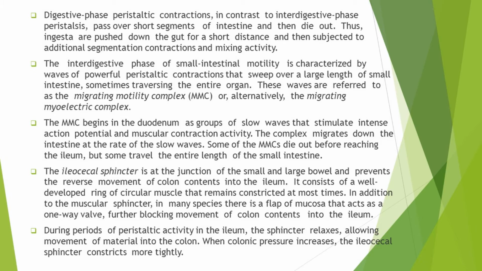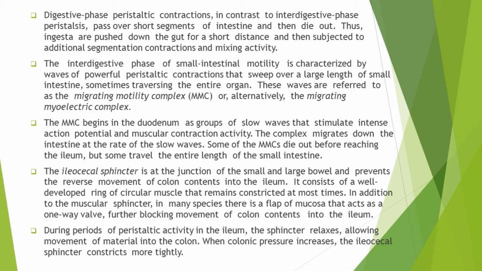Some of the migrating myoelectric complexes die out before reaching the ileum, but some travel the entire length of the small intestine. At the end of the small intestine, there is an ileocolic sphincter at the junction of the small intestine and large intestine, and this prevents the reverse movement of colon contents into the ileum. This sphincter consists of a well developed ring of circular muscles, and it remains constricted at most times. In addition, in many species there is a flap of mucosa that acts as a one-way valve.